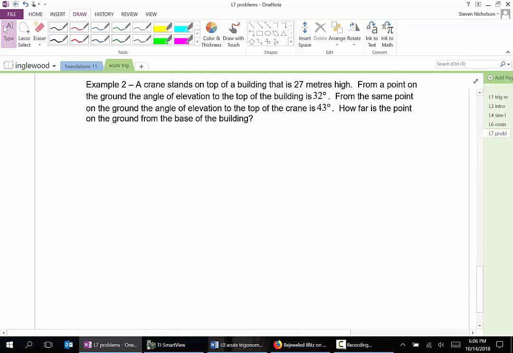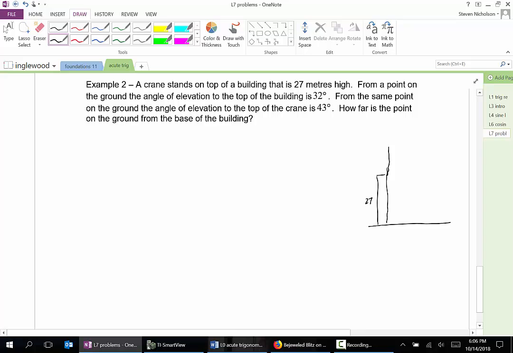Just one more example where, again, the value of a picture. Your picture doesn't have to be fantastic. It can even be a little sketch. But I'm just going to draw a rough little drawing to illustrate what's happening. And here's our building. And then we have a crane on top of the building. So that's what's happening. And I know that my building is 27 meters high.